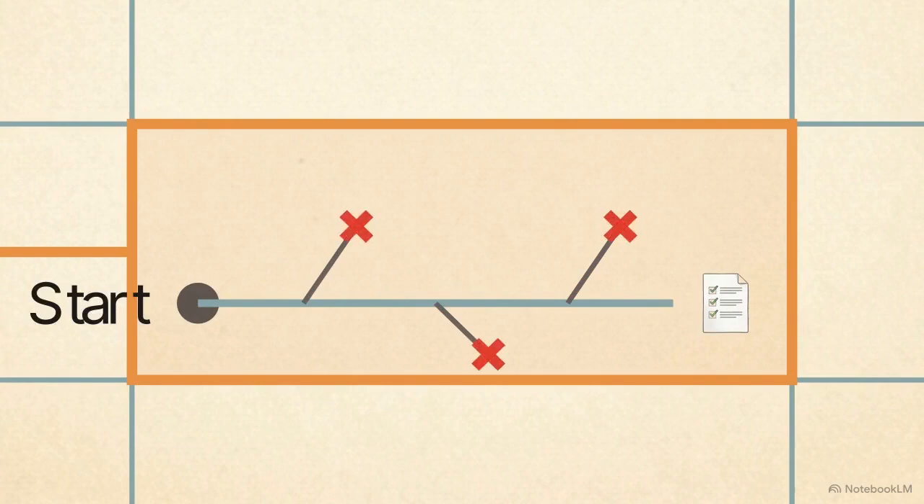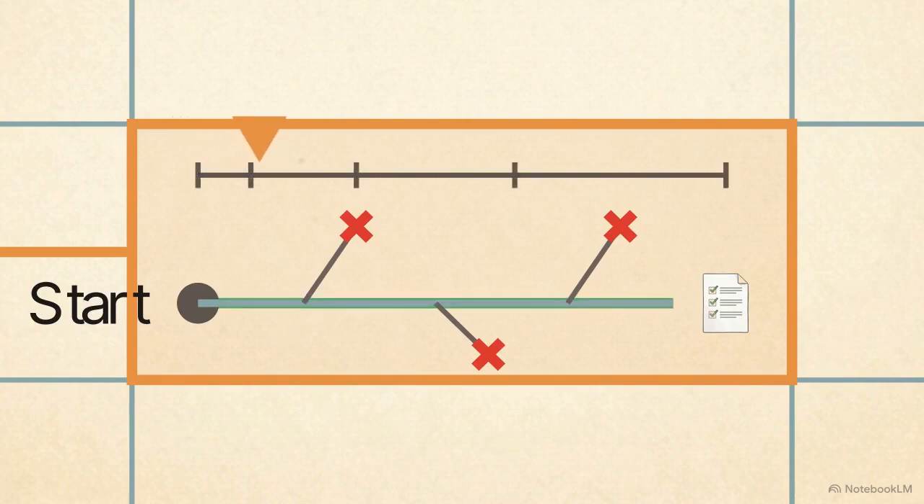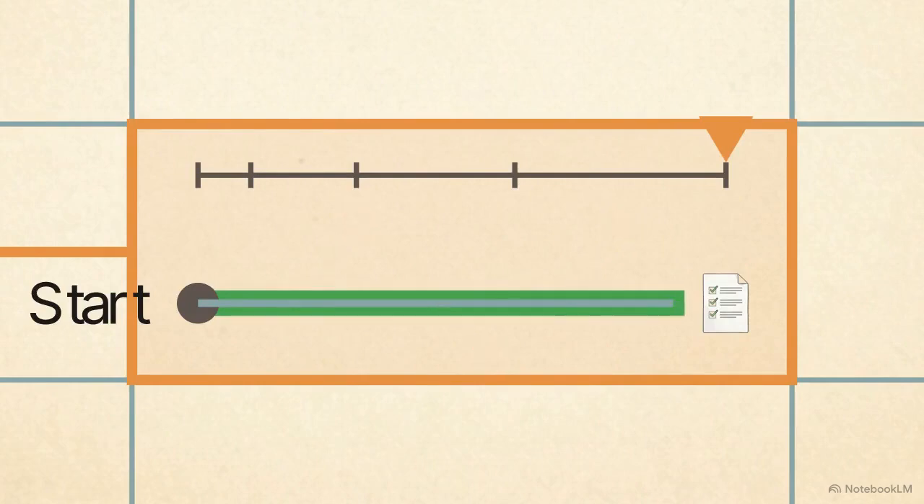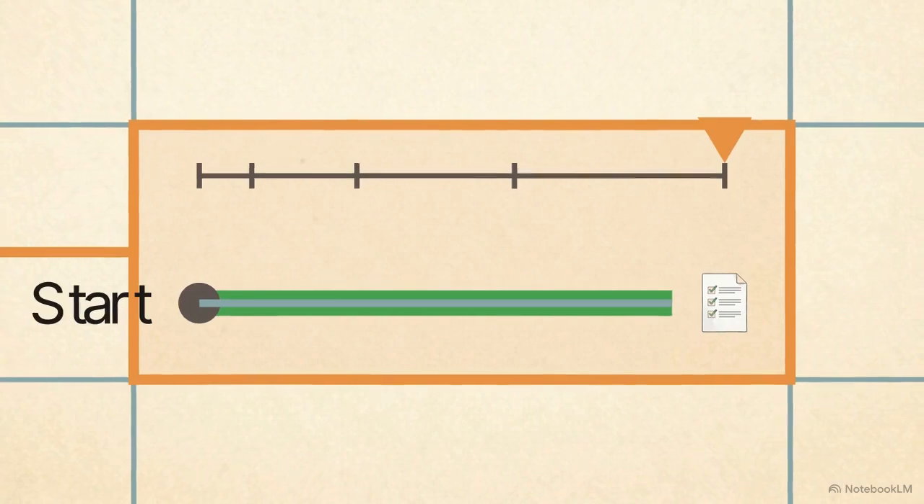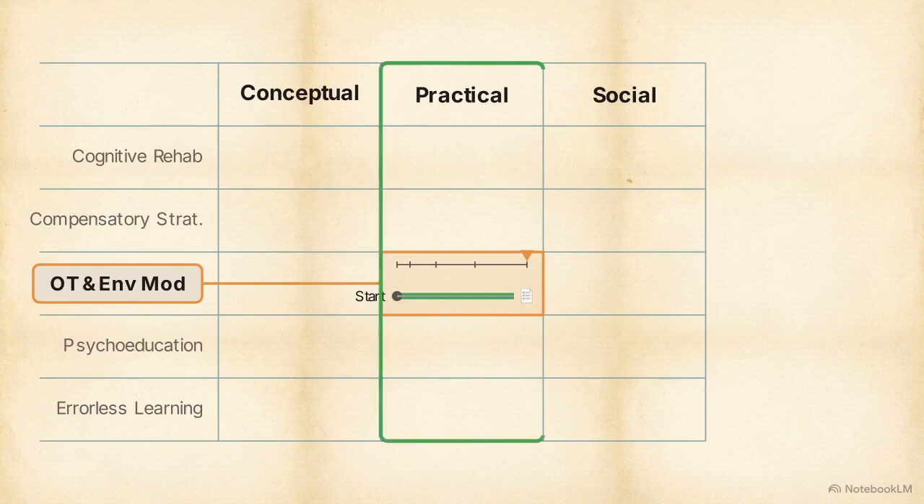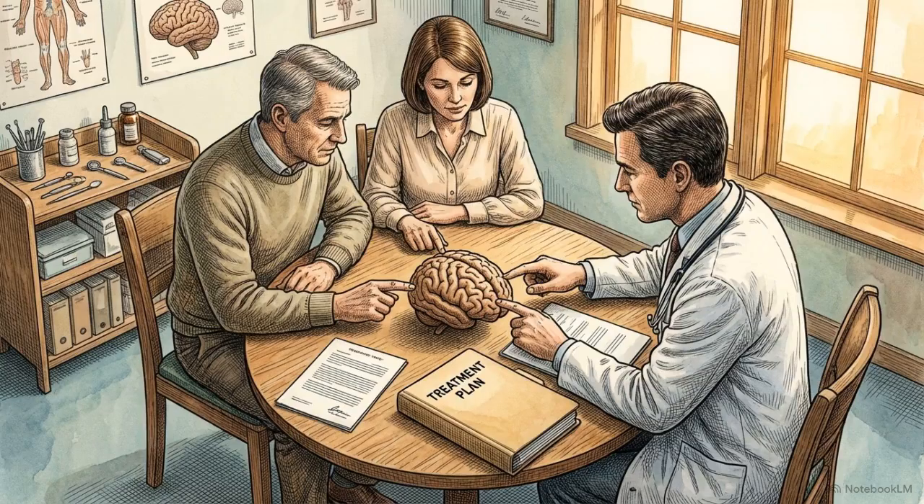When explicit memory is compromised, allowing trial and error risks encoding mistakes. Instead, the clinician guides them flawlessly through the task. Spaced retrieval then forces the patient to recall that flawless practical routine over slowly increasing intervals of time. This shifts the cognitive load, moving reliance away from explicit memory. These interventions hardwire reliable daily habits, allowing function even when memory deficits remain. The final domain is the social domain.